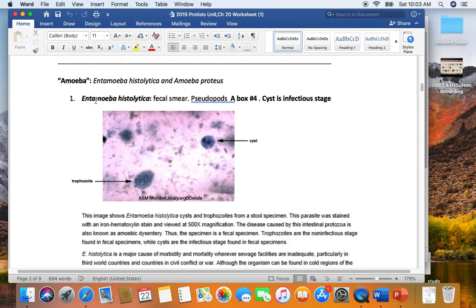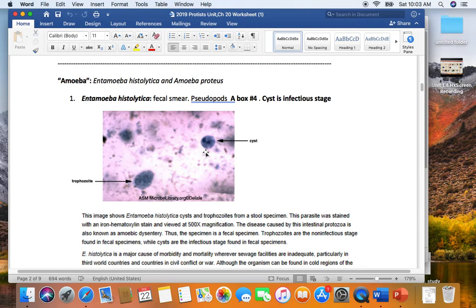Okay, so let's just do this little guy here. So Entamoeba histolytica. In lab, we're going to be looking at fecal smears. This is one way to diagnose people suffering with amoebic dysentery. And as we'll briefly describe in lab, these intestinal protozoal parasites always have two stages. So one stage is the tough resistant cyst stage. This is what we call the infectious stage.